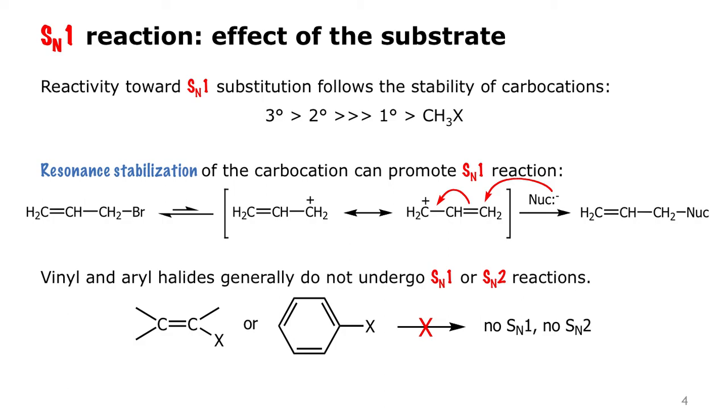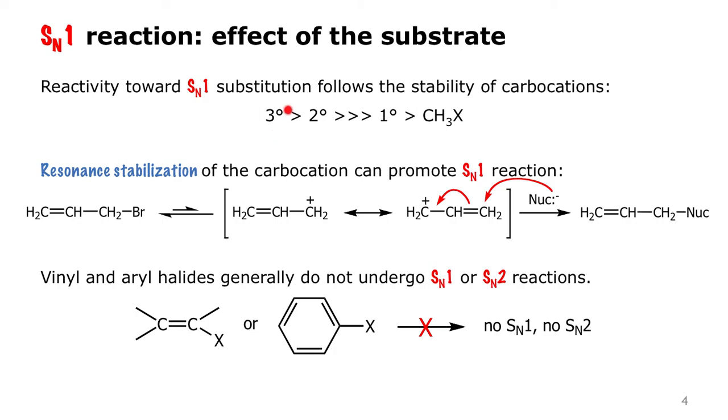So let's look at some of the details for an Sn1 reaction, and we're going to start with the effect of the structure of the substrate. We find that the reactivity of substrates that contain leaving groups follows this pattern: tertiary are more reactive than secondary, which are far more reactive than primary or methyl substrates. And this follows the stability of carbocations that could be formed.